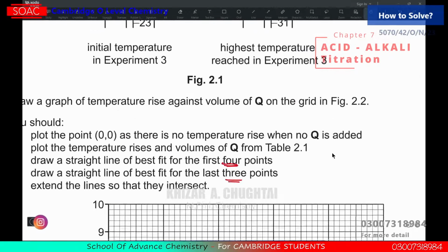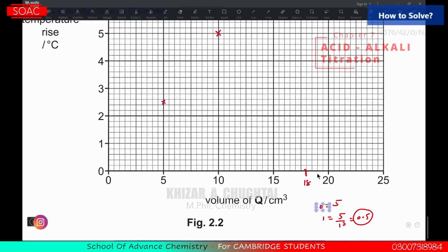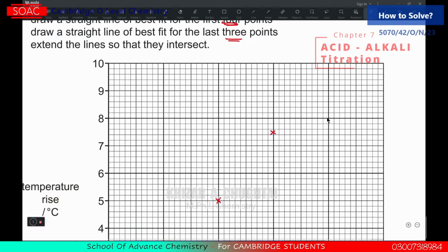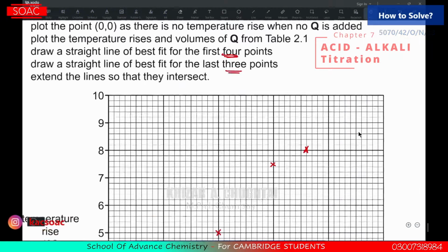Then 18, 20, 25. Here 10 is equal to 5, or 5 is equal to 10, you can say, and one box is equal to 5 over 10, that is half, 0.5. So half plus 1, here is 18. And what will be the answer at 18? It will be 8. So at 18 there is 8. Now the next thing is, what is the next volume of Q? That is 20, and it's again 8.